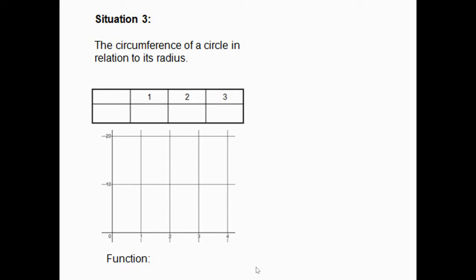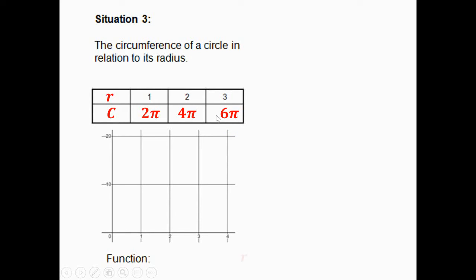Try another one. The circumference of a circle in relation to its radius. So radius are the inputs, circumference is the output. Remember what the formula is for finding circumference? And let's see if you can figure this out. Okay, we know circumference is 2 pi r. So 2 pi times 1 is 2 pi. 2 pi times 2 is 4 pi, and 2 pi times 3 is 6 pi.